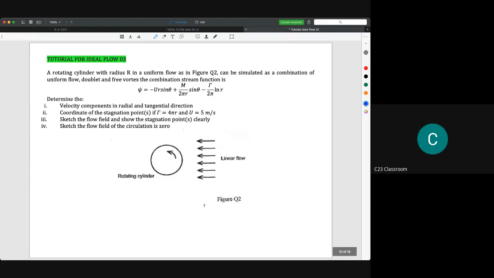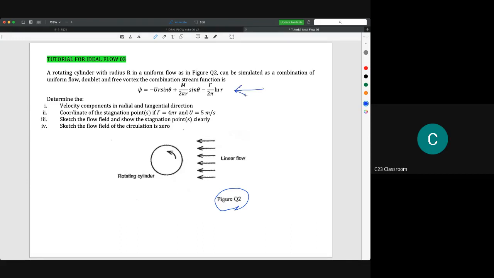Okay, kita pergi kepada tutorial nombor 3. A rotational cylinder with radius r in a uniform flow as shown in figure Q2. So this is figure Q2. Can be simulated as a combination of uniform flow, doublet and free vortex. The combination stream function is shown as here.